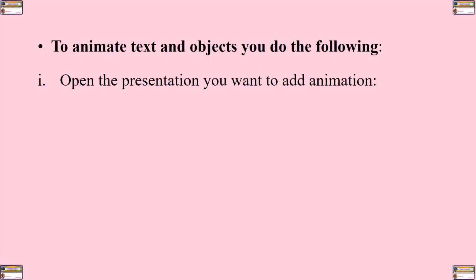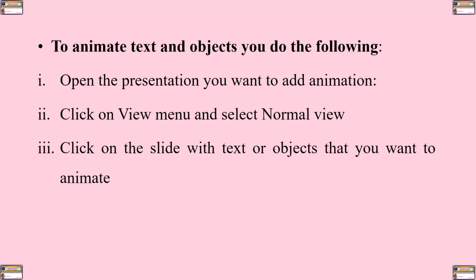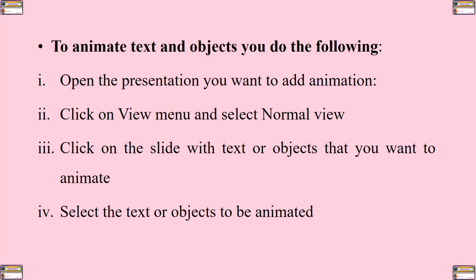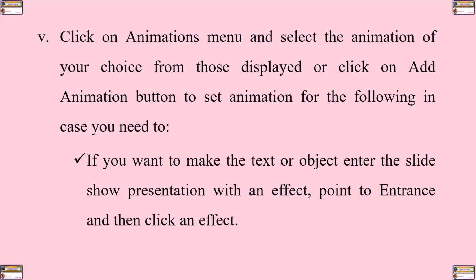Open the presentation you want to add animation to, then click on the View menu and select the normal view. Click on the slide with the text or objects that you want to animate, and then select the text or objects to be animated. Click on the Animations menu and select the animation of your choice from those displayed, or click on the Add Animation button to set animation for the following in case you need to.